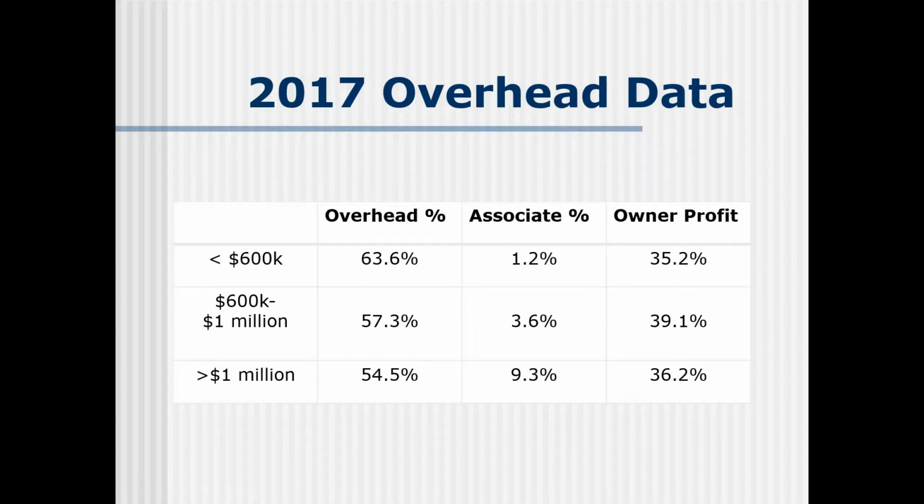They paid more on average for their associates because they're bigger practices and they need associates to do the work. So they paid 9.3% of their collections on average to the associates. So they made 36.2%. So the mid-sized practices had the highest profit to the owner, but the largest practices had the largest dollar profit per owner.